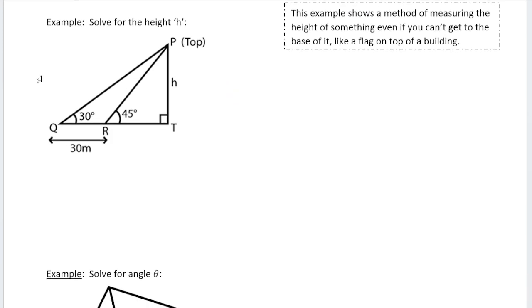So here's one, and this is a really cool example that can be used in real life. This can allow us to measure the height of something without being able to get to the bottom of it. So say you're looking at a flag on top of a building. Well, you can't get to the base of the flag, but with this technique, you can actually solve for the height anyway.